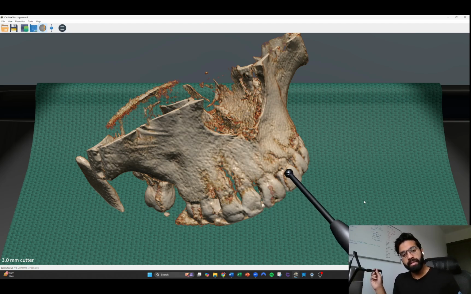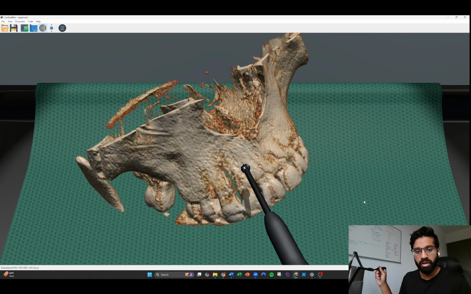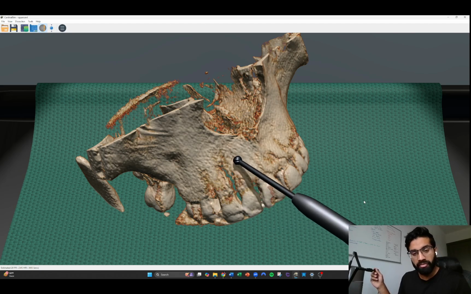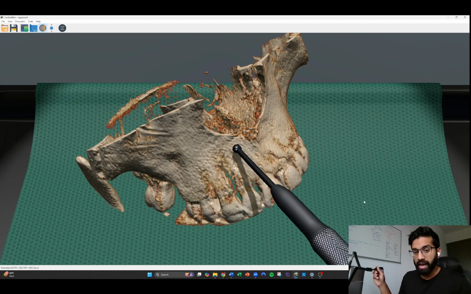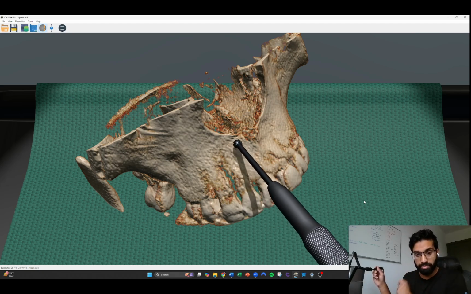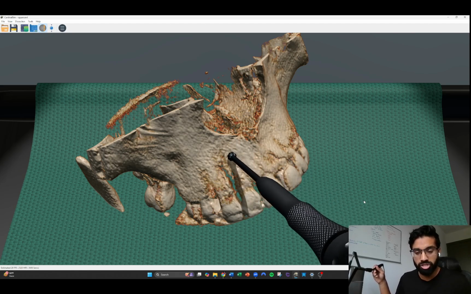But what I can do is use this 3D mouse that's on my desk here, and the handle that's in my hand, and I can bring it closer and closer to the model until it touches. And when my virtual drill touches the virtual patient, what's interesting is that I actually feel a physical response. I am feeling the force. I physically cannot push this drill any further into the bone.